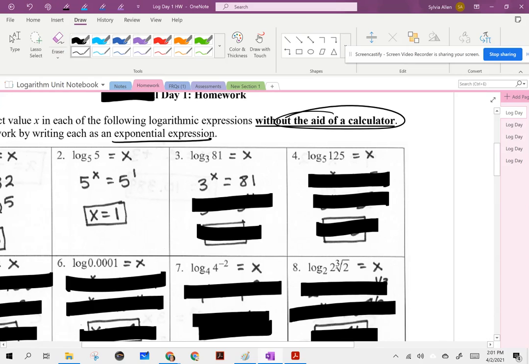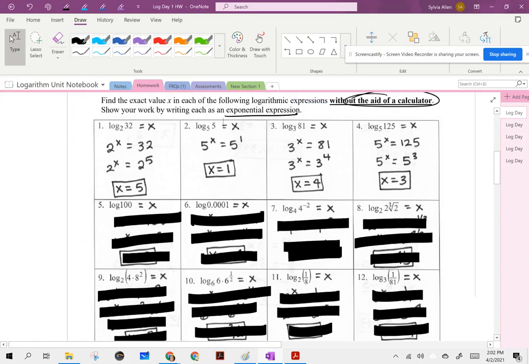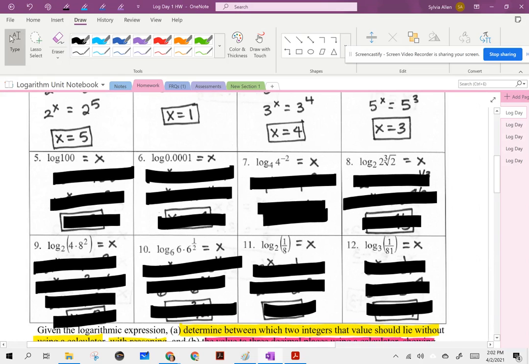3 to the x is equal to 81. Rewrite 81 as 3 to the 4th. Therefore, we know x is 4. 5 to what power is 125? Rewrite 125 with a base of 5, and we find that x is 3. All right, so now let's try 5 and 6.